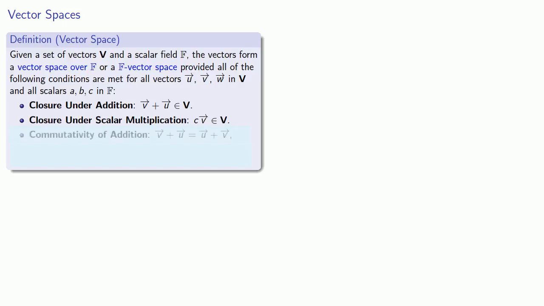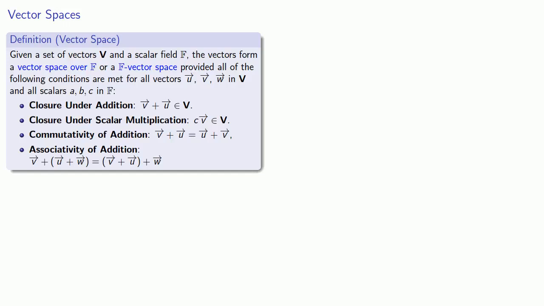Third, we have to have commutativity of vector addition. v plus u has to be the same thing as u plus v. Next, vector addition must be associative. If I add three vectors, it shouldn't make a difference whether I add the last two first, or if I add the first two first. I should get the same result.